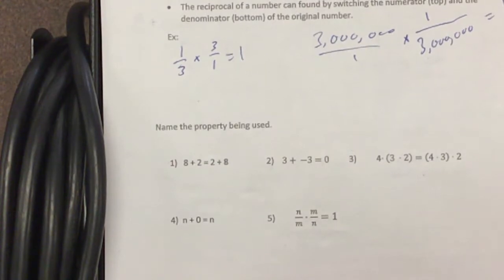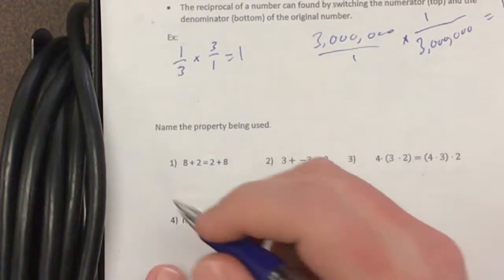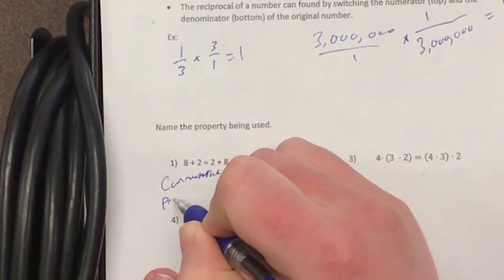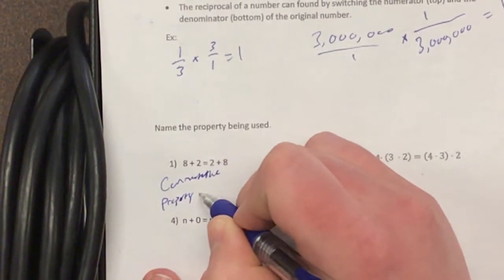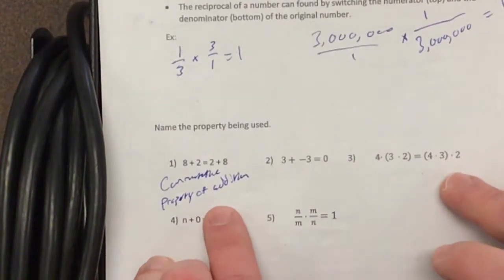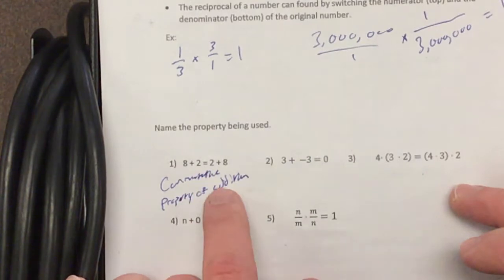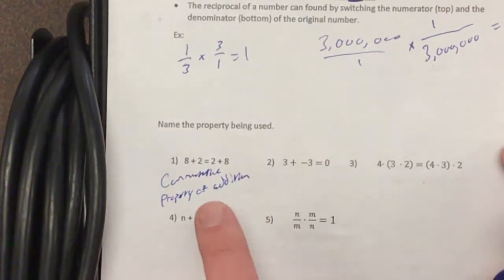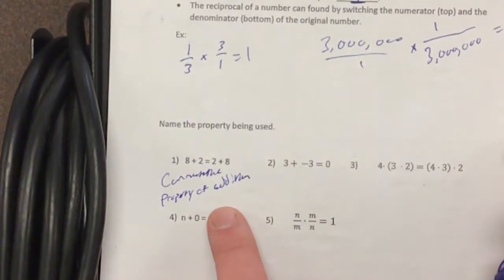Commutative property. Commutative property of addition. It says whatever order we add in, it doesn't matter. Commutative property of addition.